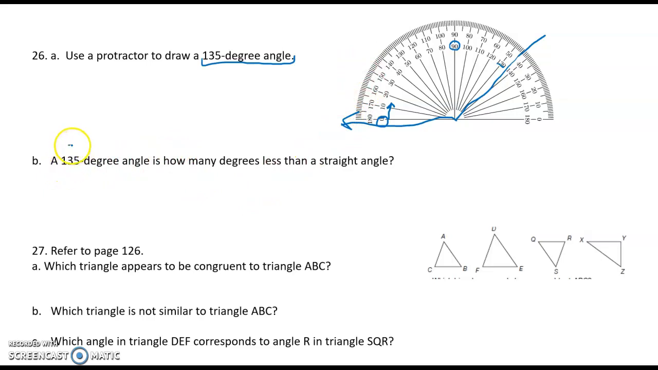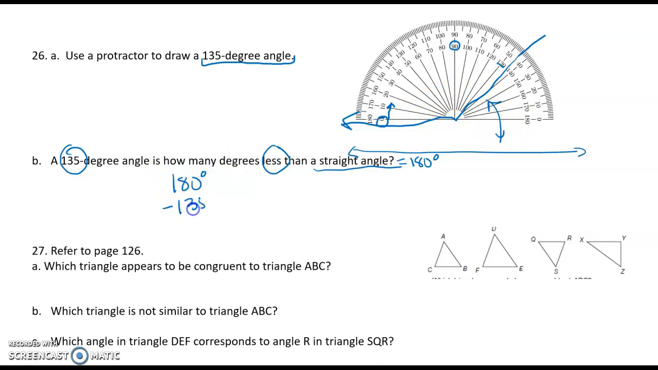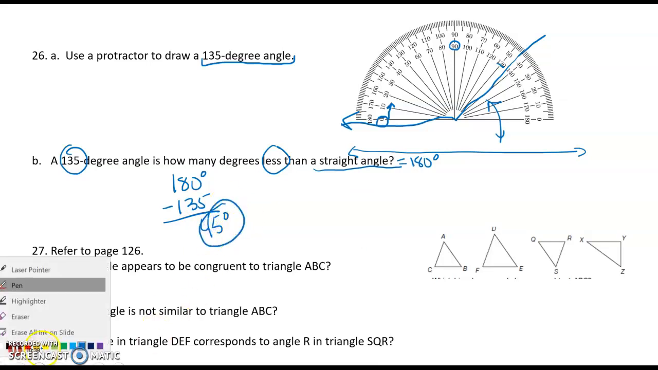A 135-degree angle is how many degrees less than a straight angle? So a straight angle has 180 degrees. It's basically a straight line, okay? So I'm wondering what this part is, right? So it's going to be 180 degrees minus 135, which is 45? Yeah. Let me change colors here.